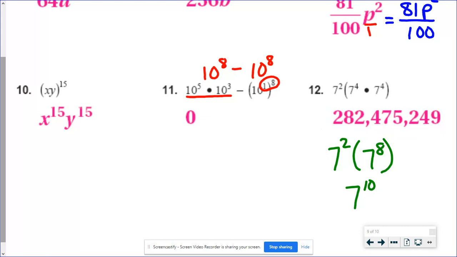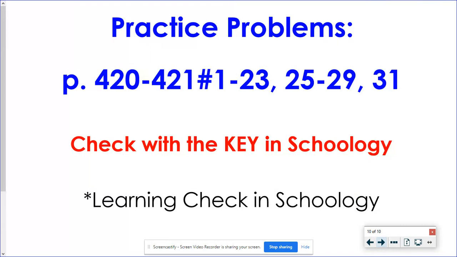So today's work is going to be another page from your book, but I have the PDF of the page in Schoology for you, and the answer key is also in Schoology. When you're done, make sure that you take that learning check and let me know if you need any help.